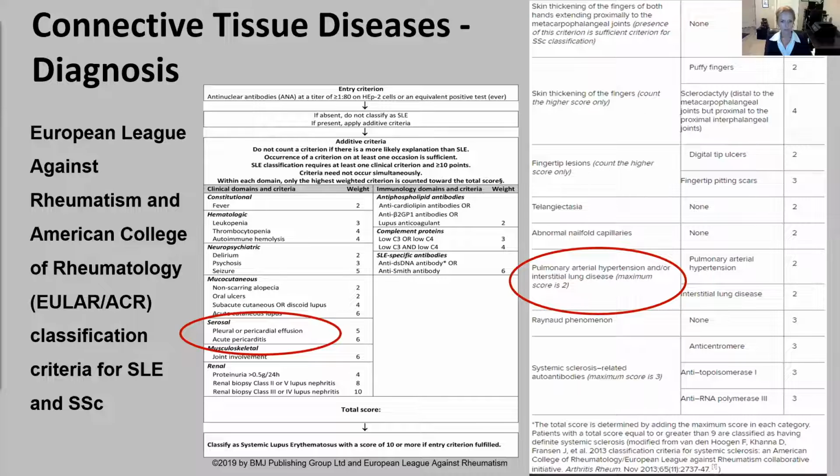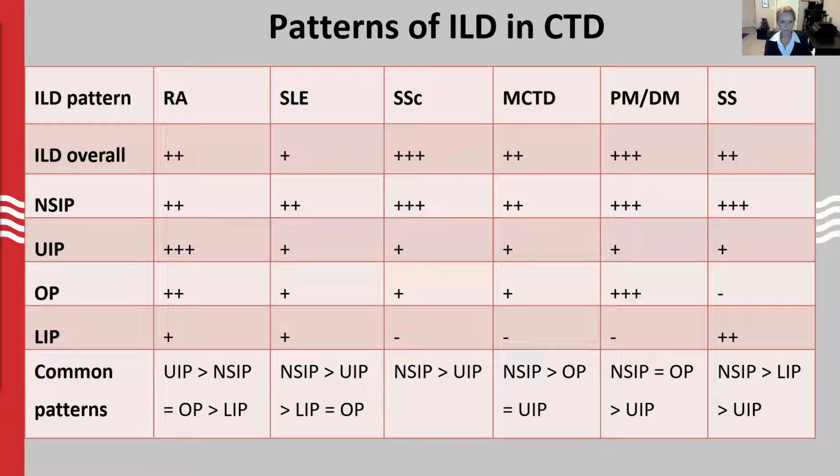Here are criteria for diagnosis of SLE and scleroderma. These include multiple findings on physical exam, laboratory data, including antibodies. All these are assigned points. As you can see, for SLE, pleural and pericardial effusion are included as diagnostic criteria, and for scleroderma, pulmonary hypertension and interstitial lung disease. That means when we see findings on imaging, we can actually contribute to diagnosis.